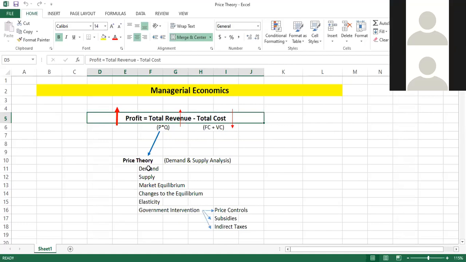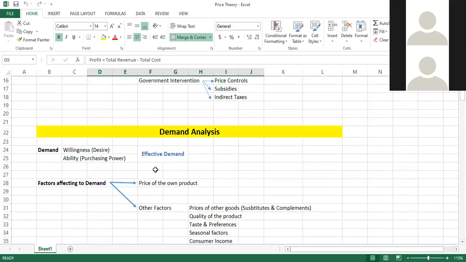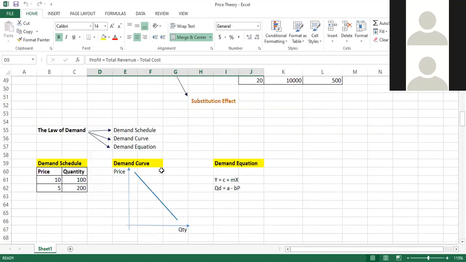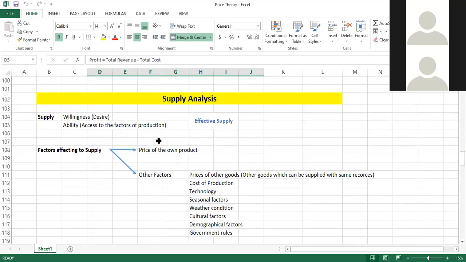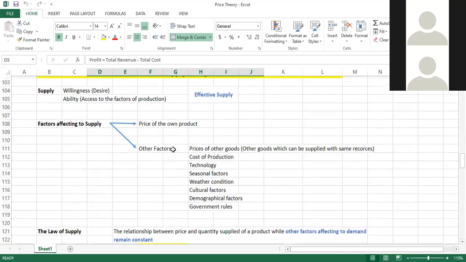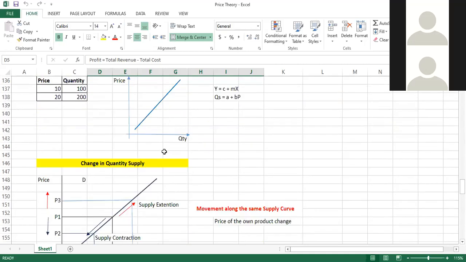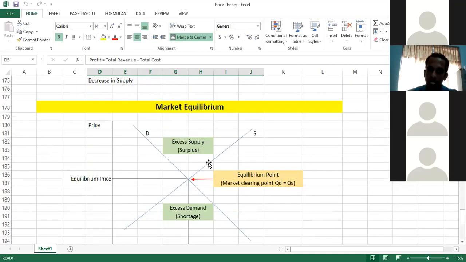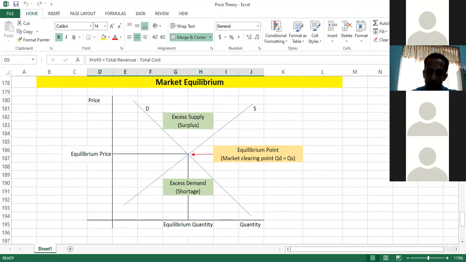We started with the price theory. Under the price theory, we discuss demand analysis. Under that, the key concepts related to demand we discuss, and then we discuss supply analysis. Similar concepts applicable to supply we discuss. In order for the market transaction to arise, both these factors should be considered simultaneously. So that's why we discuss market equilibrium, the point where there is no either excess demand or excess supply. In other words, there is no shortage or surplus.